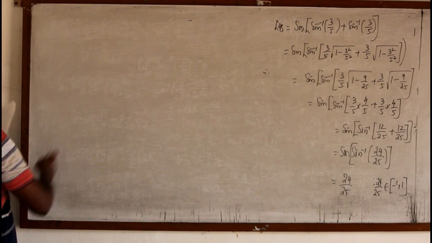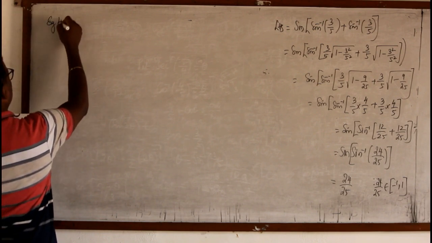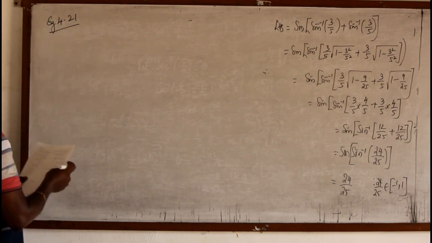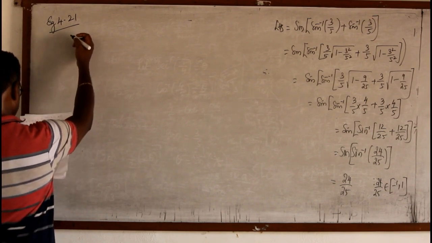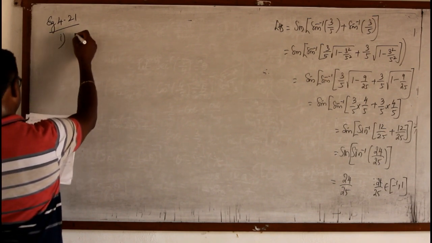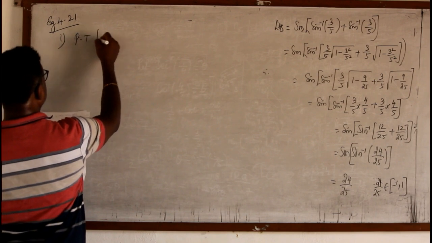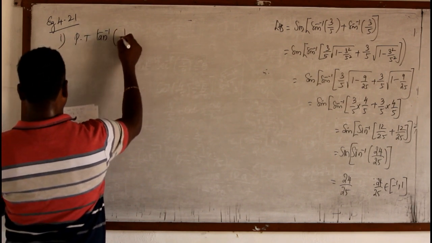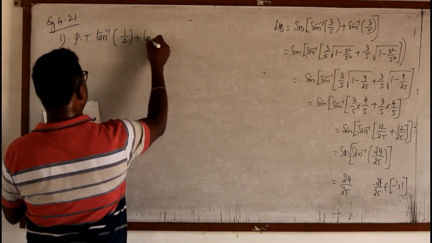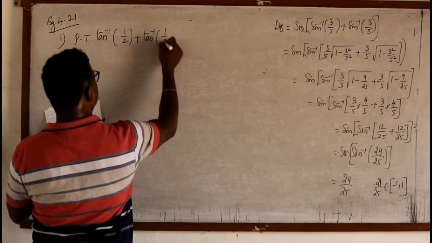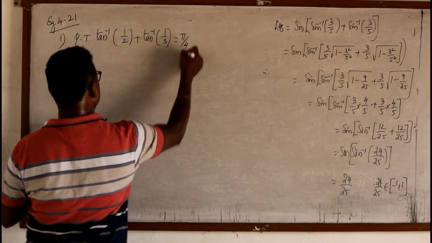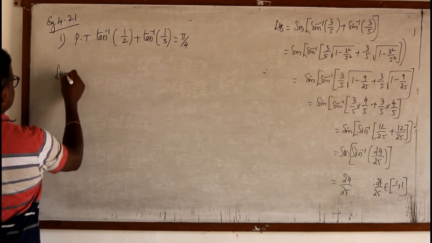Now example 4.21. Under this also we have two problems. First one, prove that tan inverse of 1 by 2 plus tan inverse of 1 by 3 equal to pi by 4. We shall take the left hand side.